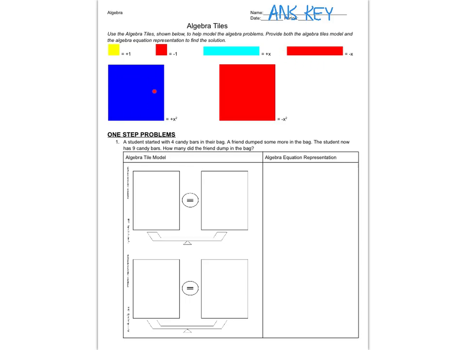We have a big square, which is x squared, and that's blue, and then red is -x squared. We're only going to use the +1, -1, and +x, -x. We will not use any of the big squares on this worksheet. So let's take a moment and look at our first problem.